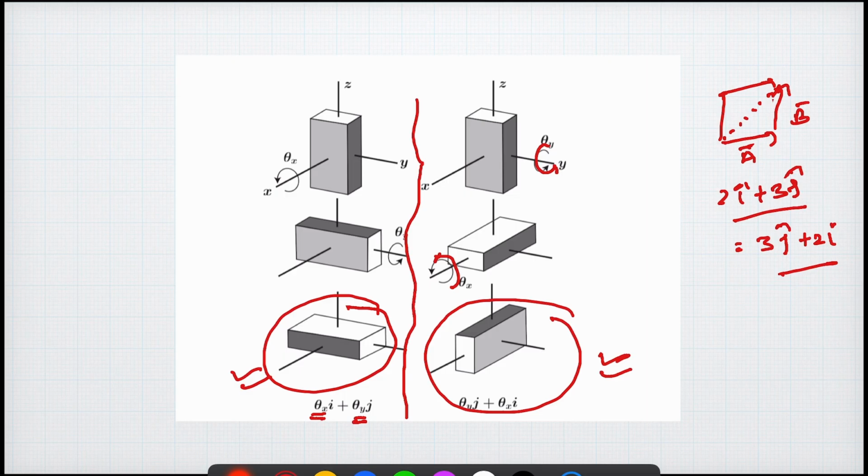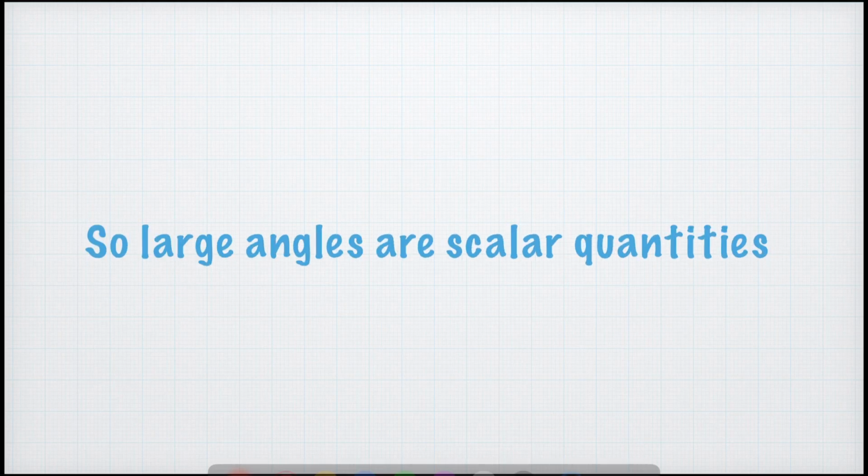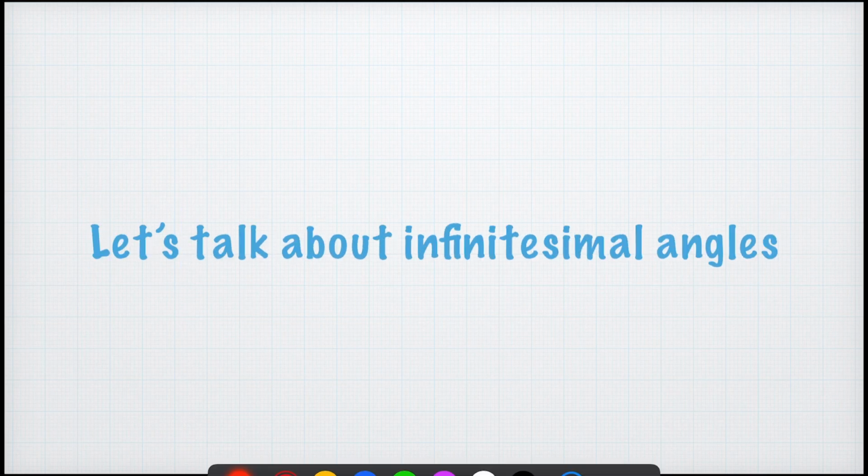So from here we can say that large angles do not follow the law of vector addition, although they have direction. It means we can say that they are scalar quantities. The angles which can be measured are scalar quantities. Now let's talk about infinitesimal angles. First of all, what are these angles? These are very small angles. When the angle tends to zero, we call them infinitesimal angles.